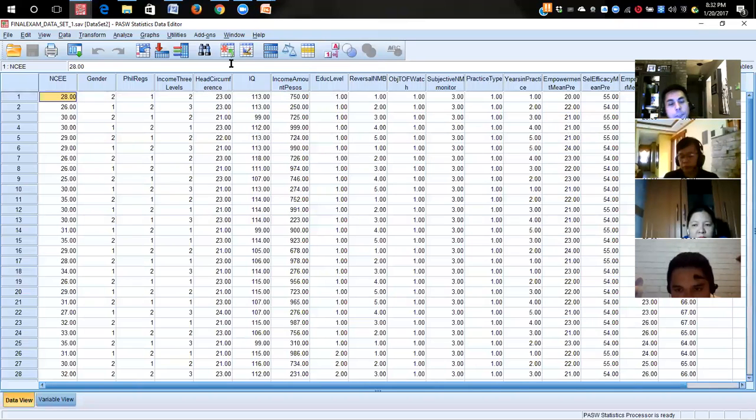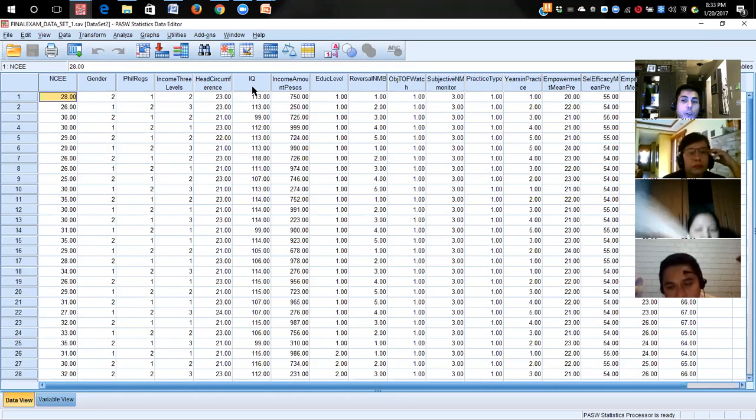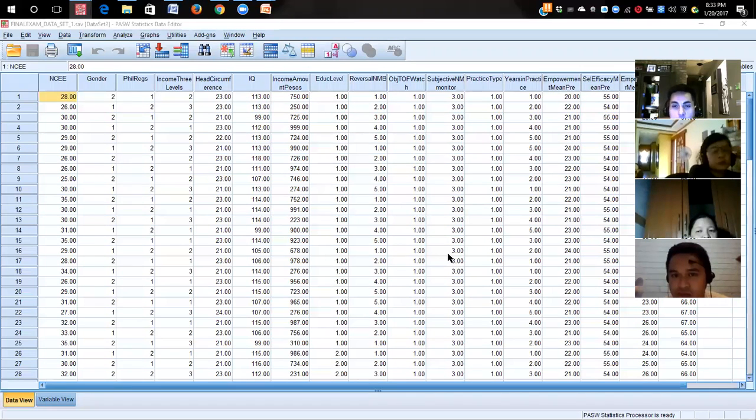So right here, I simulated this. We're gonna look at NCEE and we're gonna look at IQ. NCEE is our dependent variable and IQ is our independent variable. What we're trying to find out is how predictive the IQ of the student is in getting a higher score in NCEE.